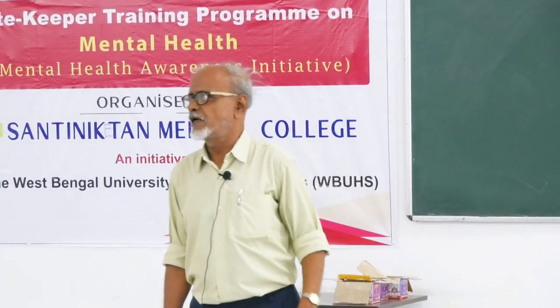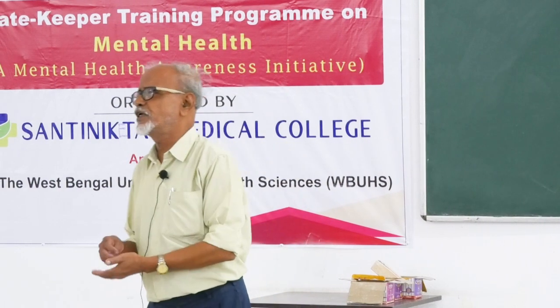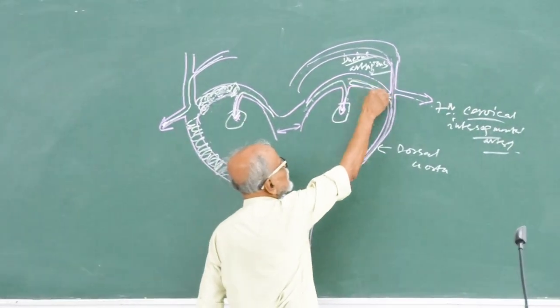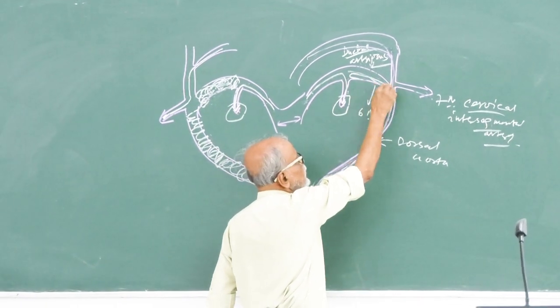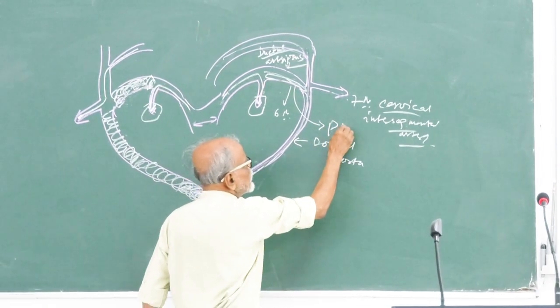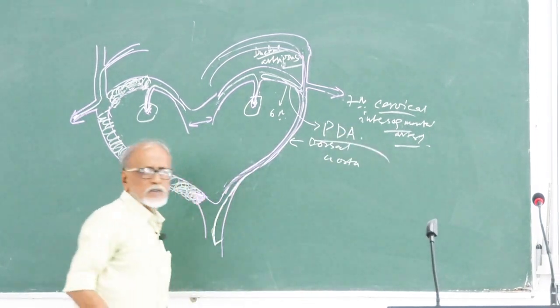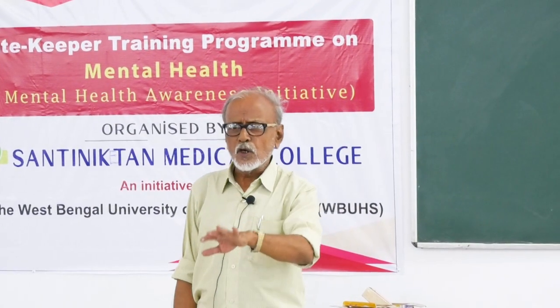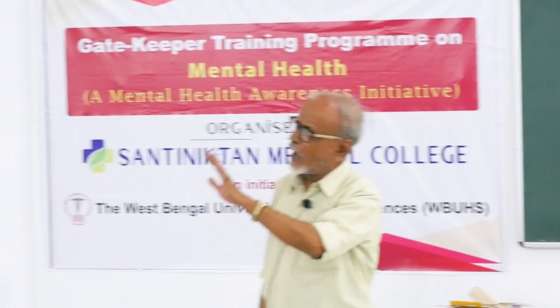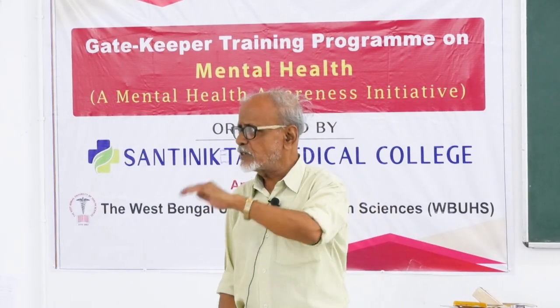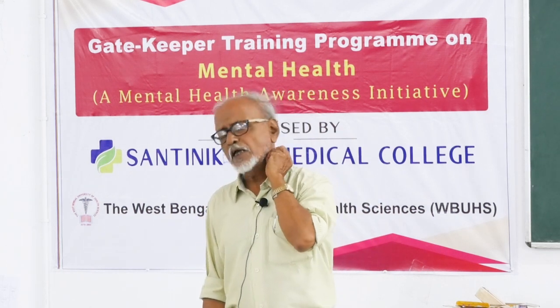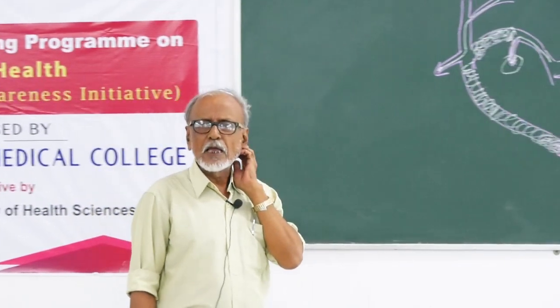If this remains patent after birth, we call that condition patent ductus arteriosus, PDA. Instead of undergoing obliteration, if it remains as such, it will be called PDA, patent ductus arteriosus. It is a common congenital cardiac anomaly. Understood? It is a very common anomaly related to the heart and its related vessels, called patent ductus arteriosus.